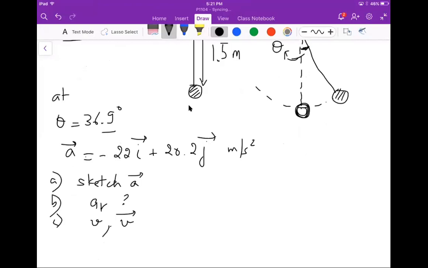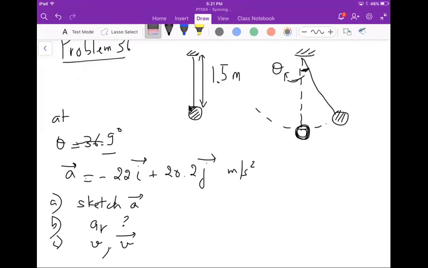Okay, so let's actually start. First of all, it's very easy. We need to sketch the vector A. This is not very hard. Let me just correct this. So 36.9 degrees. Okay, at this point, the acceleration was given by the following expression. So let's draw A. First of all, we need to take the X and Y coordinates. So we take them conventionally, X to the right and Y upward. Okay, and now let's draw the A.